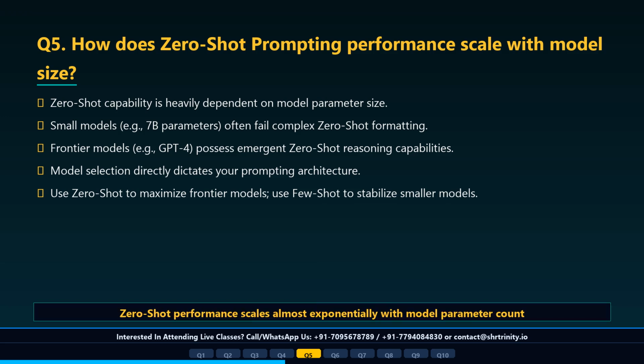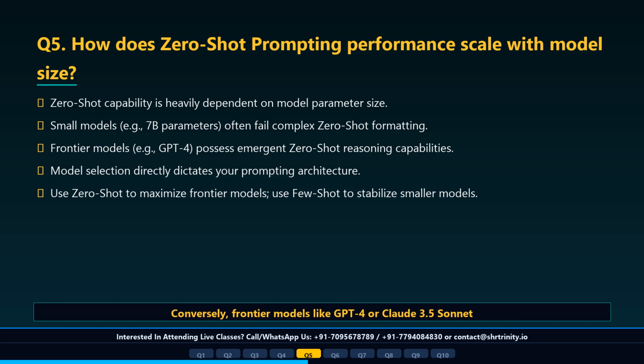Zero-shot performance scales almost exponentially with model parameter count and pre-training data volume. Small, edge-deployed models, like a 7 billion parameter model, often struggle with complex zero-shot formatting because their parametric memory and reasoning depth are constrained. They usually require few-shot examples to stabilize their output.